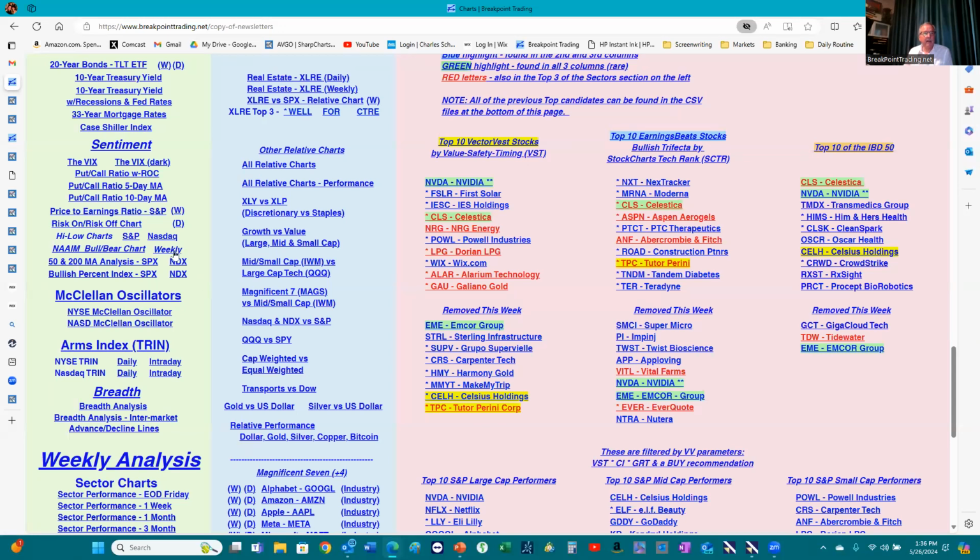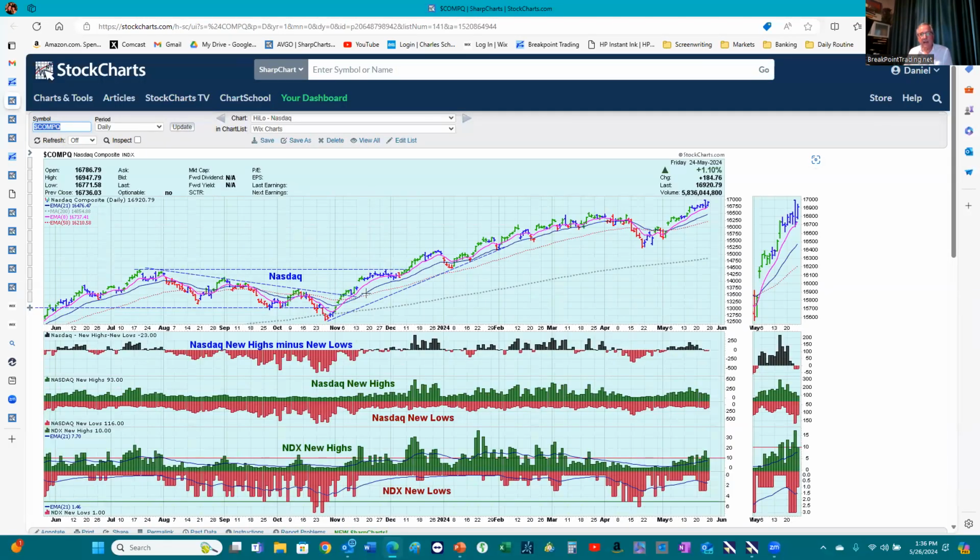Also, the high-low chart. This is for the NASDAQ. It shows you new highs versus new lows. We had been having more new highs than new lows, but just recently we're getting more new lows than new highs. You can see it down here too. Here's the NASDAQ and the NASDAQ 100.